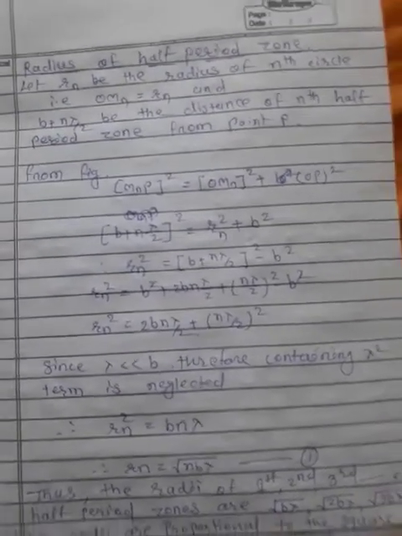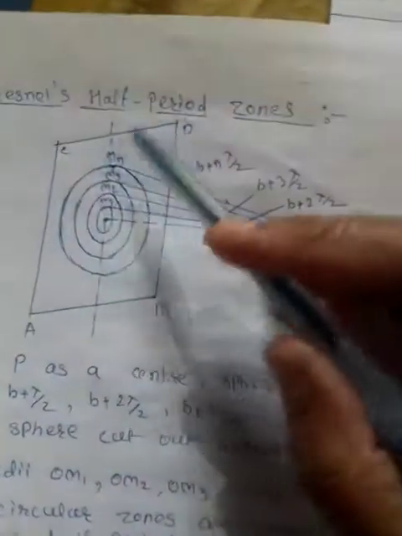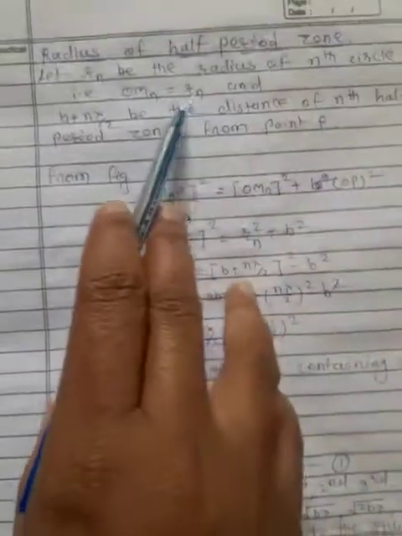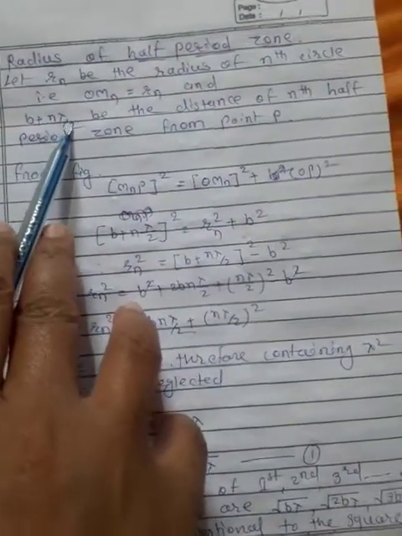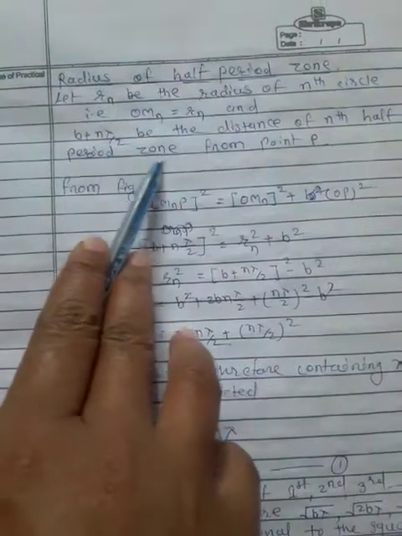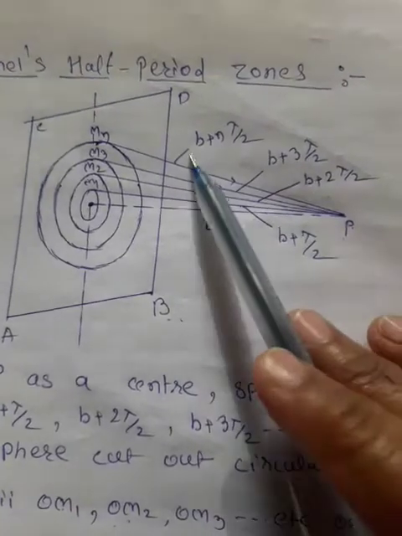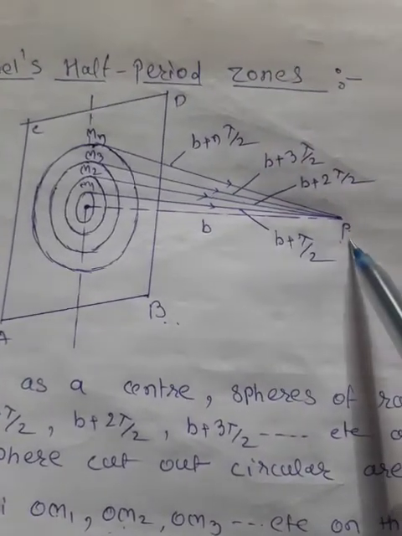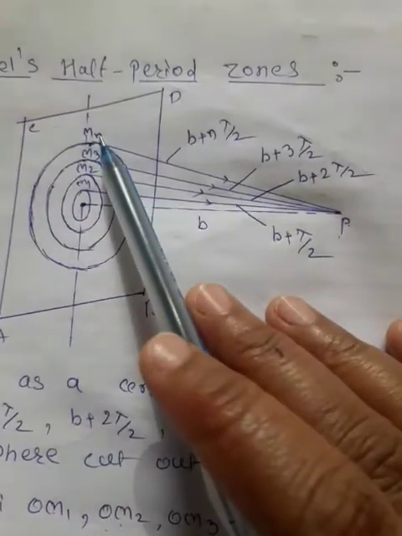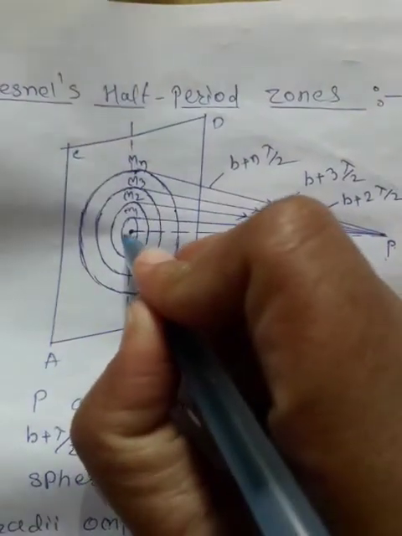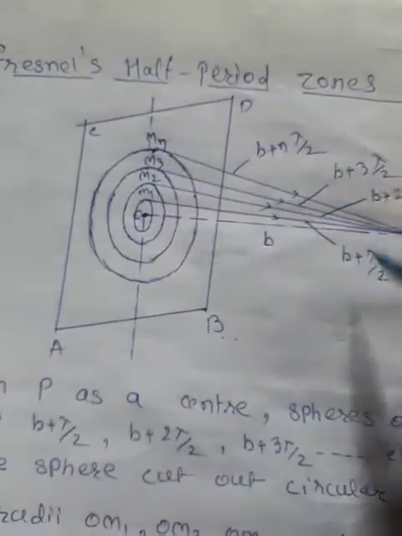For that we consider Rn to be the radius of the nth circle, and b plus n lambda by 2 to be the distance of the nth half period zone from the point P. Here b plus n lambda by 2 is the distance of point P from the nth half period zone. Then from the figure we consider the triangle O Mn P.